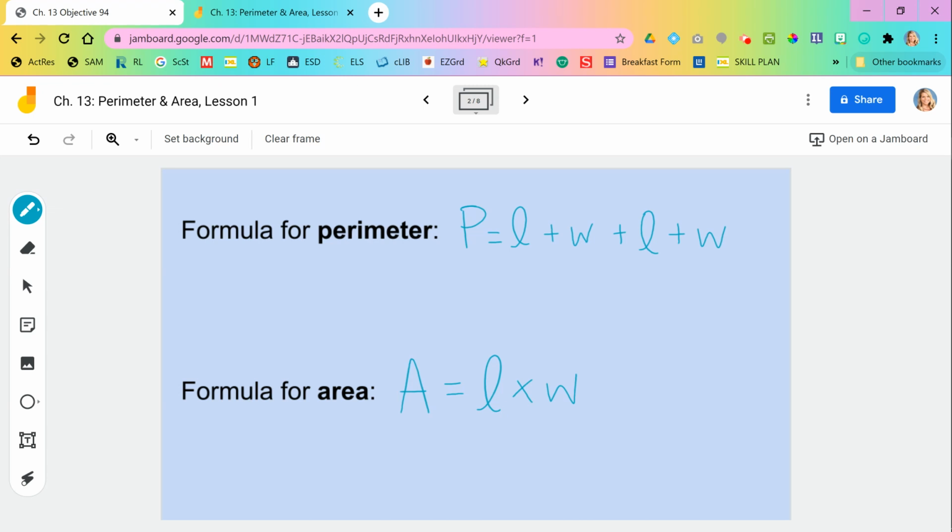Today's lesson is a pretty simple one, but the key to today's lesson is making sure that you write these formulas every time you solve a word problem that involves perimeter and area. Okay, so let's take a look.